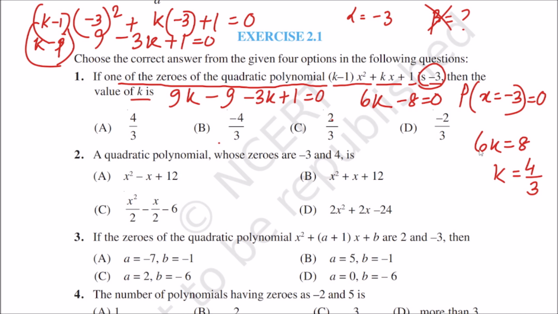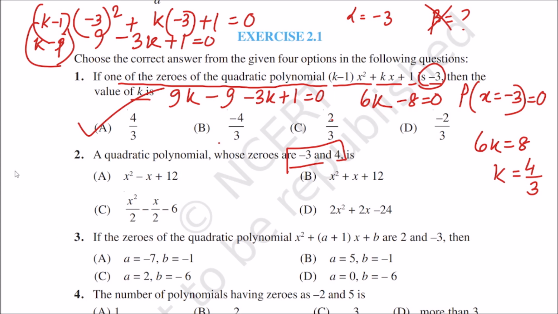If we cancel with 2, 4 by 3. So A is the answer of this question. Question number 2. A quadratic polynomial whose zeros are minus 3 and 4 is, options are x square minus x plus 12, x square plus x plus 12, x square by 2 minus x by 2 minus 6, 2x square plus 2x minus 24. So how to find the equation?